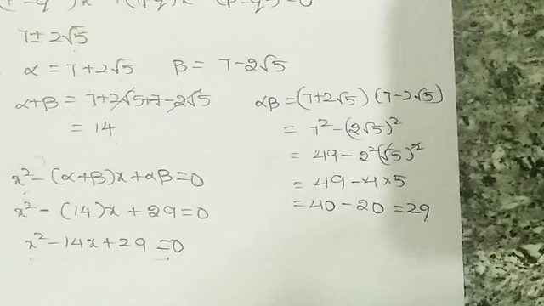The second question is 9x square minus 30x plus 25 is equal to 0. A is equal to 9, b is equal to minus 30, c is equal to 25. So first of all we have to find the discriminant, that is b square minus 4ac. So that is equal to 0. So if it is equal to 0, we know that roots are equal.